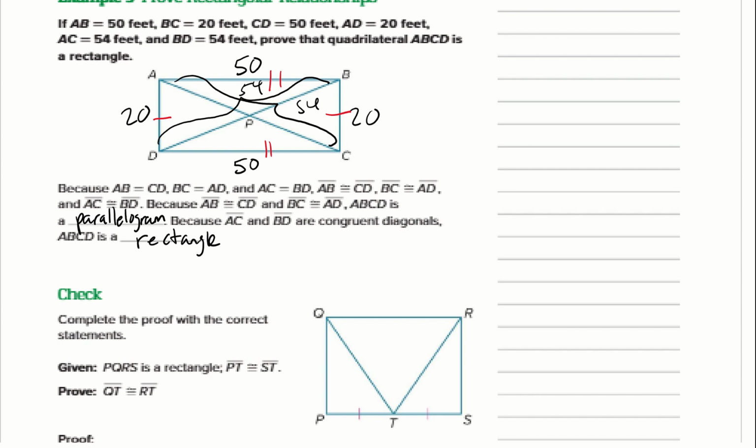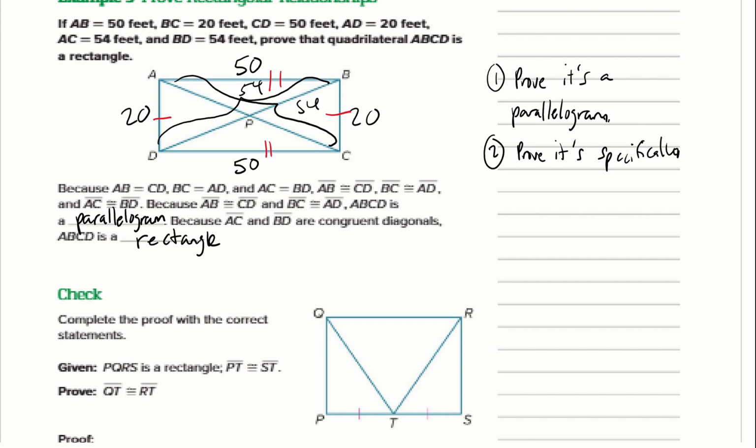All right, so first, prove it's a parallelogram. Let me just write it out. Prove it's a parallelogram. Then prove it's specifically a rectangle. There are different ways to prove it's specifically a rectangle. You can prove that the four angles are right angles. You can prove that the diagonals are congruent, things like that.